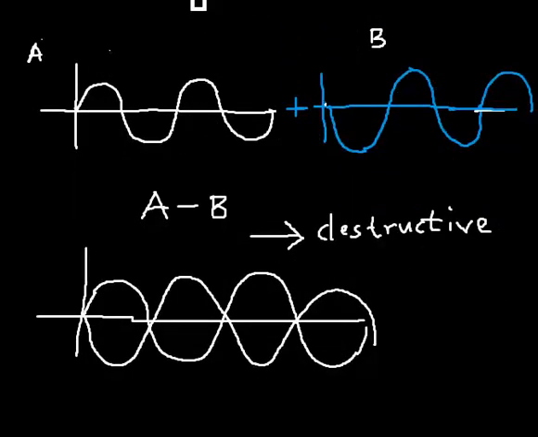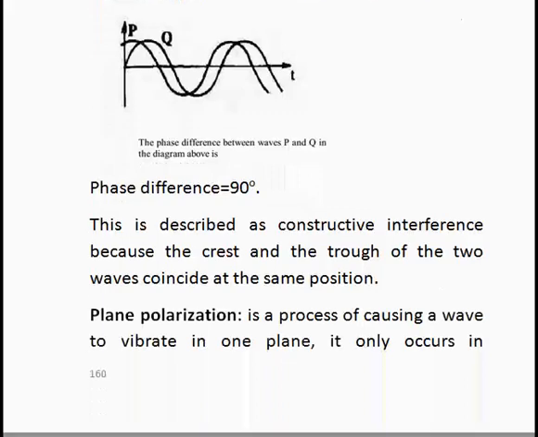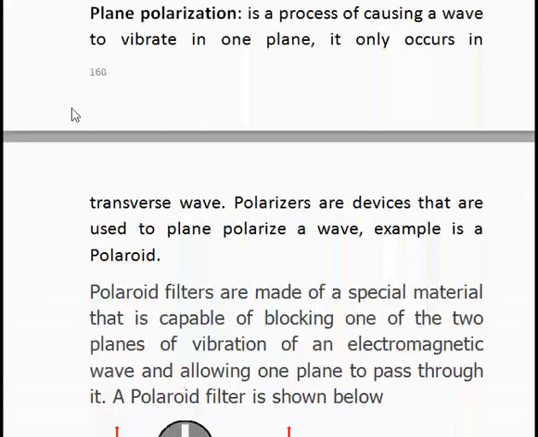All right, let's proceed. The last but not the least characteristic is polarization, plane polarization. What is plane polarization? Plane polarization is a process of causing a wave to vibrate in just one plane. Now, plane polarization only occurs in transverse waves, because it's only in transverse waves that you have the medium and the vibrating particles being perpendicular to each other, okay?